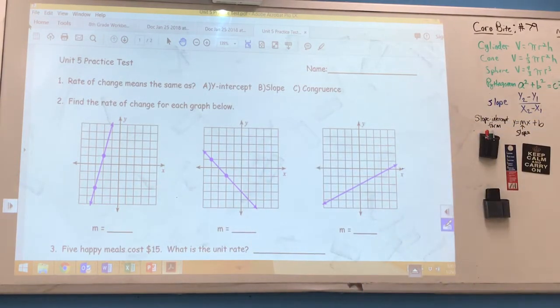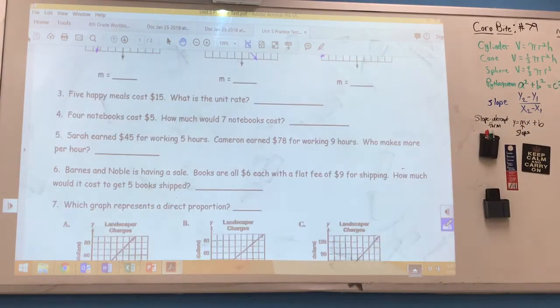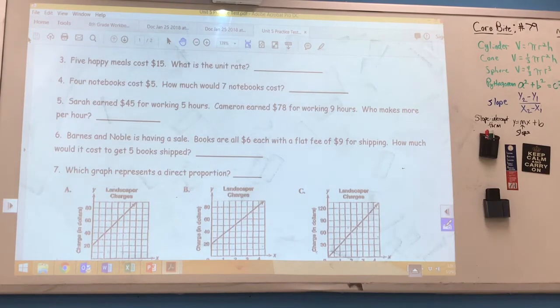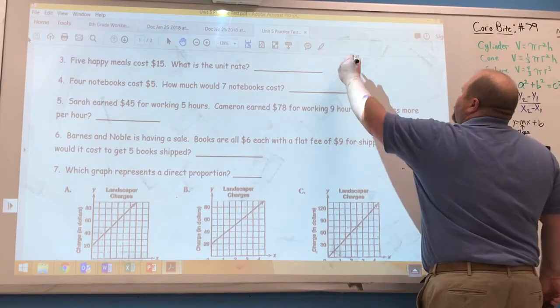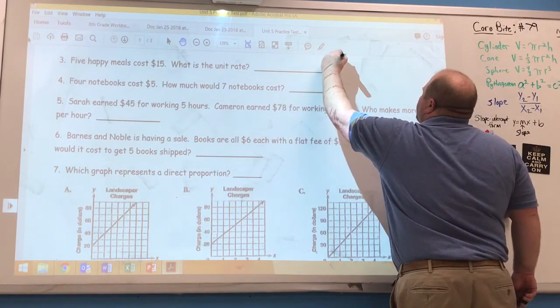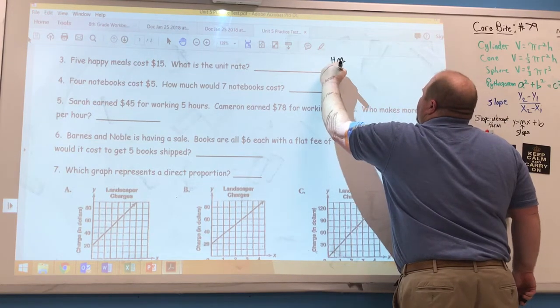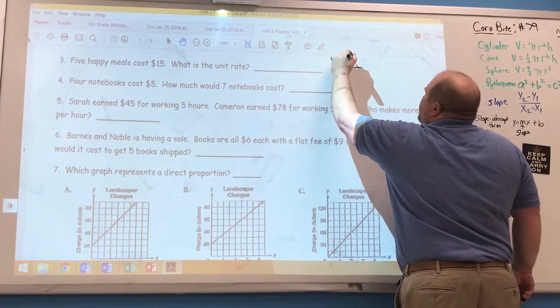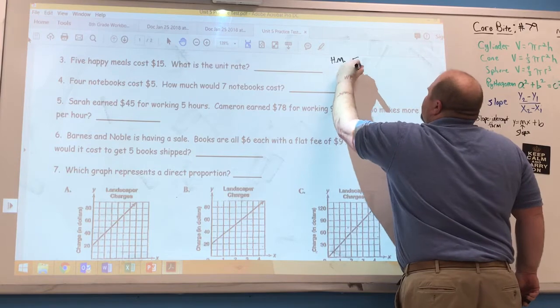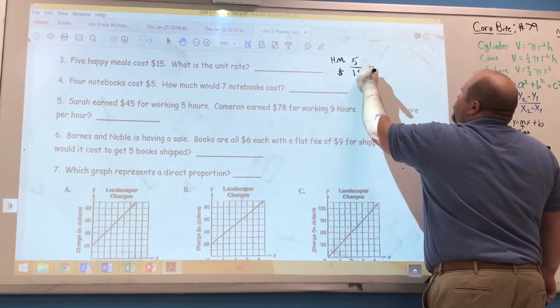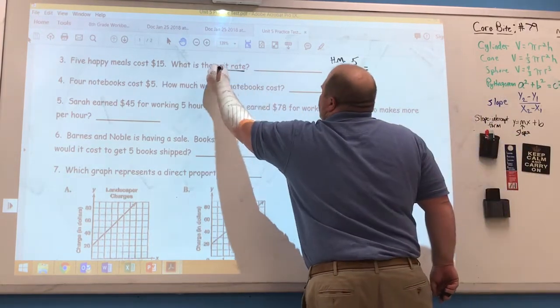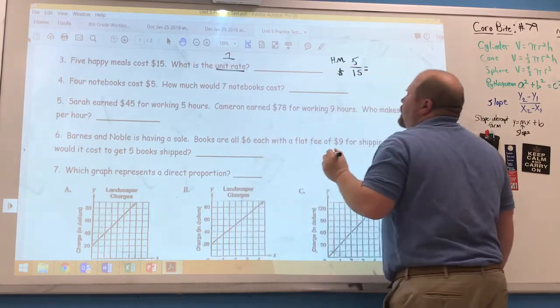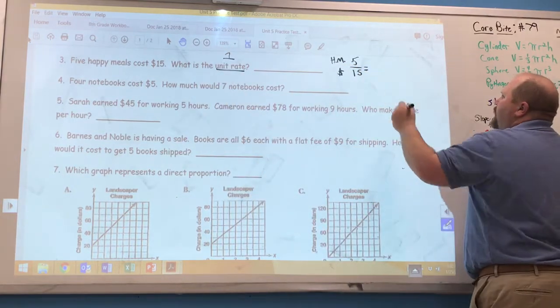Alright, problems number 3 and 4 are problems where we need to illustrate with a proportion. So 5 Happy Meals is $15. So I've got Happy Meals, so I'm going to call those HM, and I've got money. So in this case, I've got 5 Happy Meals for $15, and I'm setting up my proportion. It wants to know what the unit rate is. Unit rate means per one item. So per 1 Happy Meal.